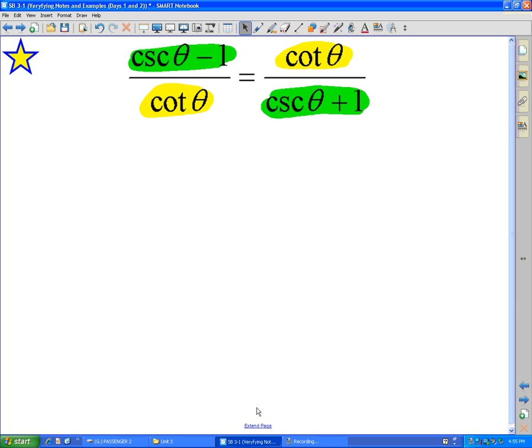So let's go ahead and do that. Let's go ahead and use conjugates here and see what happens.